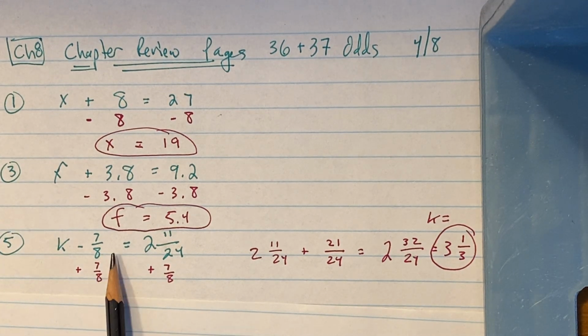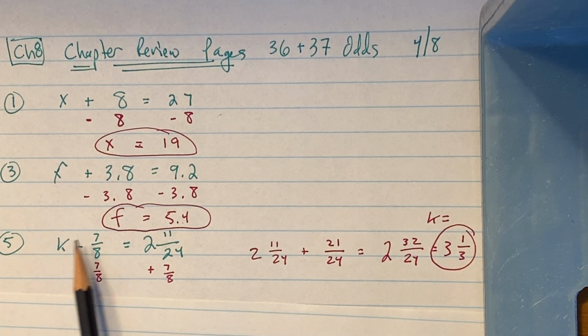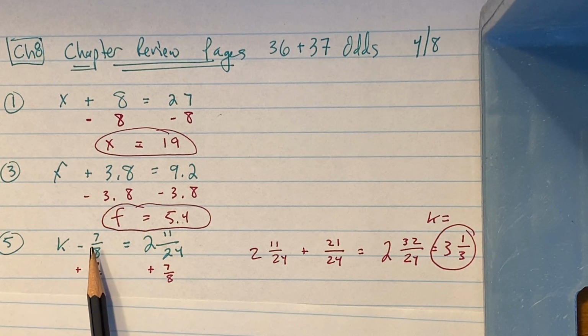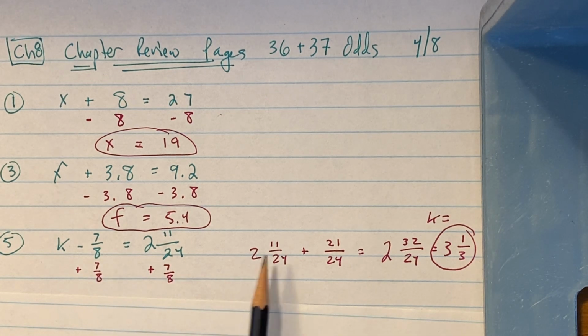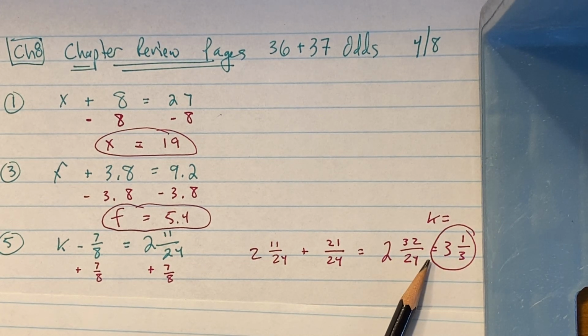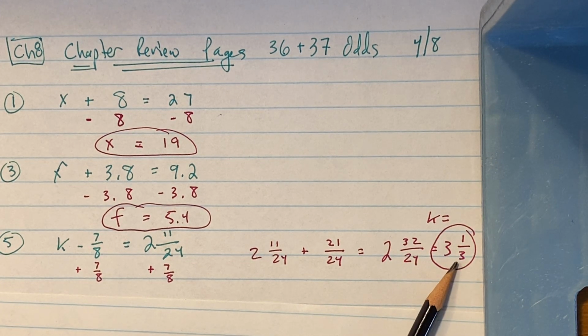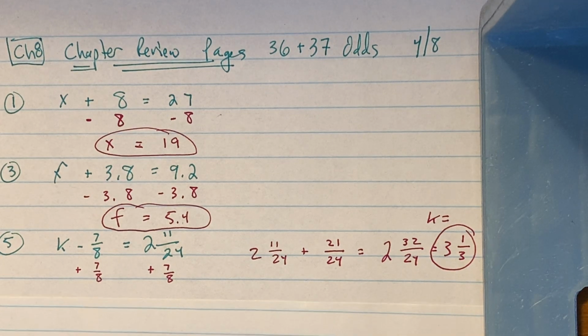We're taking away 7/8 from k, so we need to put 7/8 back on. That turns it into 0. K minus 0 gets the k isolated, so plus 7/8 on both sides. Convert it to 24ths. 2 and 11/24ths plus that is 2 and 32/24ths. You can't have a mixed number with an improper fraction in it, so you end up getting, I think, 3 and 16/24ths, which simplifies to 3 and 1/3. K equals 3 and 1/3.